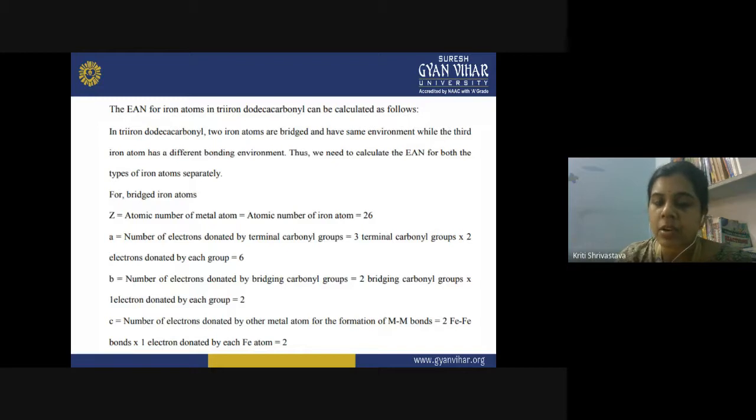Then what is C? C is the number of electrons donated by other metal atoms, for the formation of a metal-metal bond. For the formation of Fe-Fe bonds, 1 electron is donated by each iron atom. Because you have 3 irons, 1 iron atom forms a metal-metal bond with each of the 2 other irons. So 1 electron it is getting from each of the irons, a total of 2 electrons coming from the formation of metal-metal bonds.